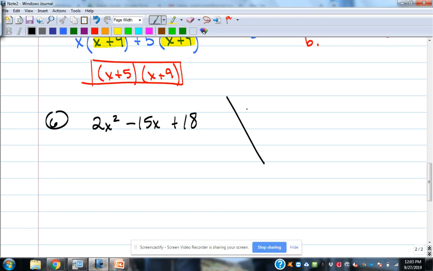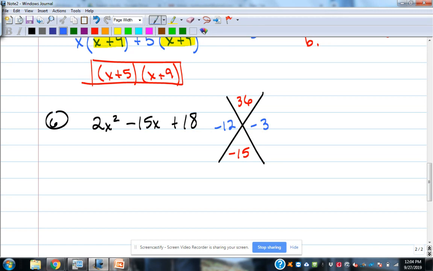X method. So what goes on top of the x? 18 times 2 is 36. What goes on the bottom? Negative 15. B is negative 15 for us. Okay? Now we need to fill in the sides. We need 2 numbers that multiply to be a positive 36 and add to be a negative 15. Very good. Negative 12 and negative 3.